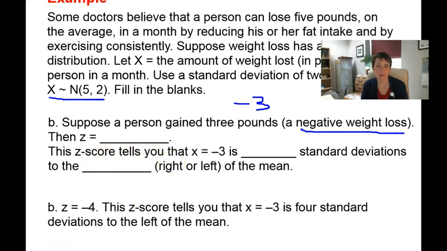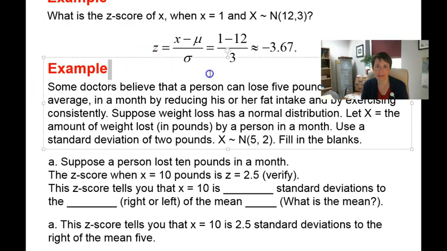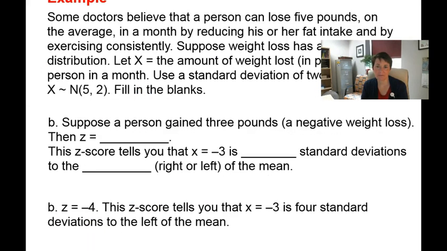Okay, so maybe we need to go back here and look at our formula again. Right here, X minus mu divided by standard deviation. So X in this case is -3. So we have -3 minus our mu, which is 5, which gives me a -8. And we're going to divide that by standard deviation, which is 2. So therefore, we have a Z-score of -4.